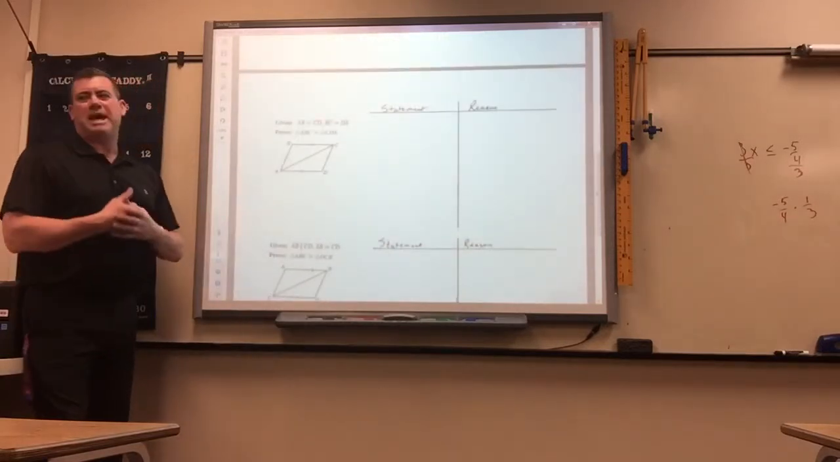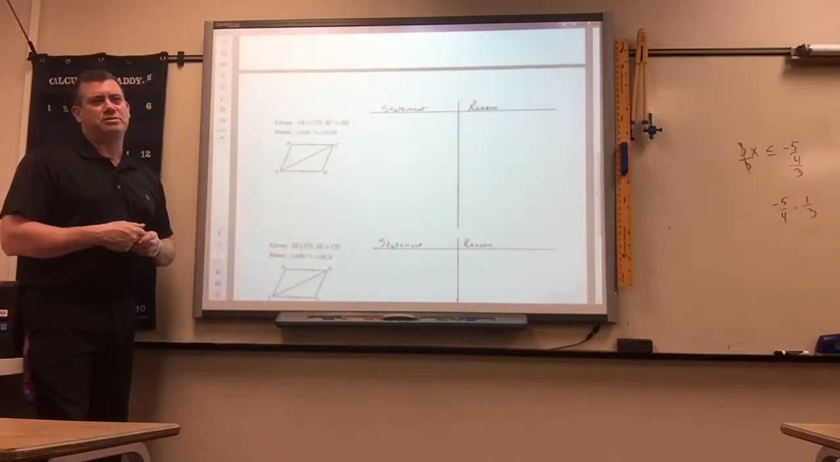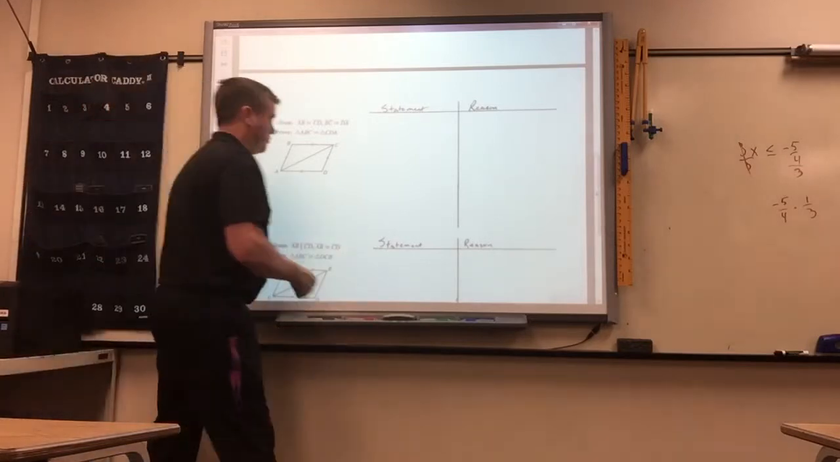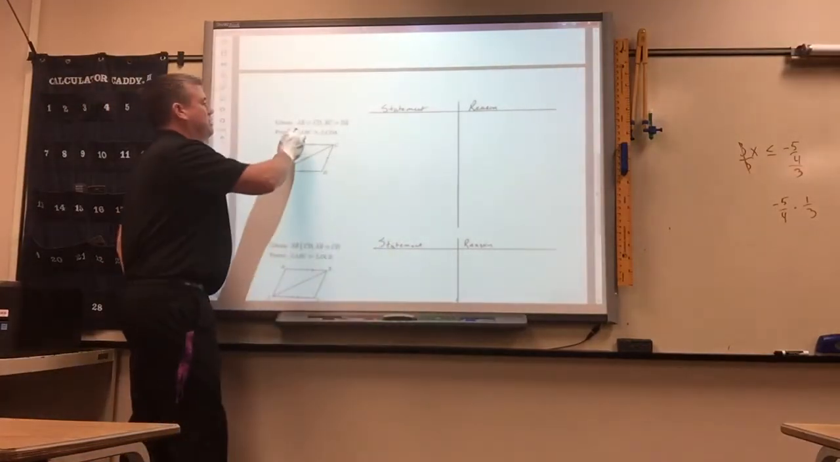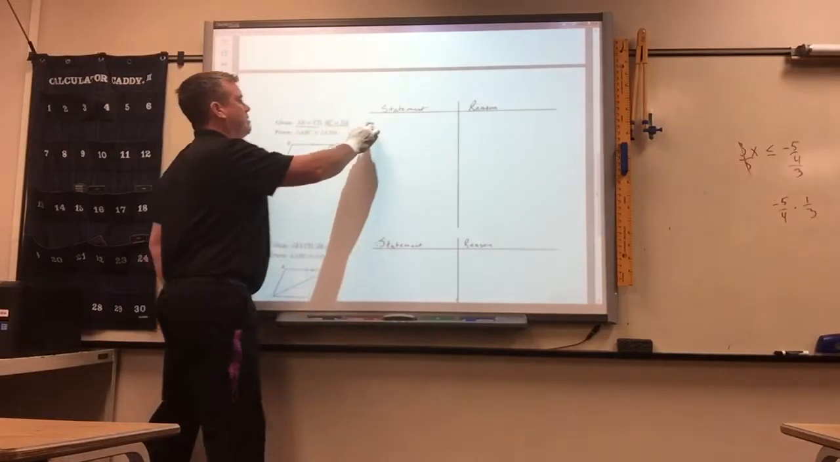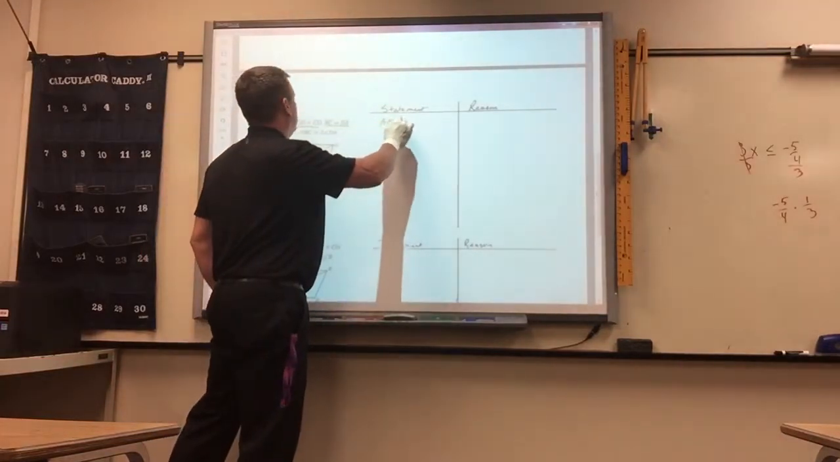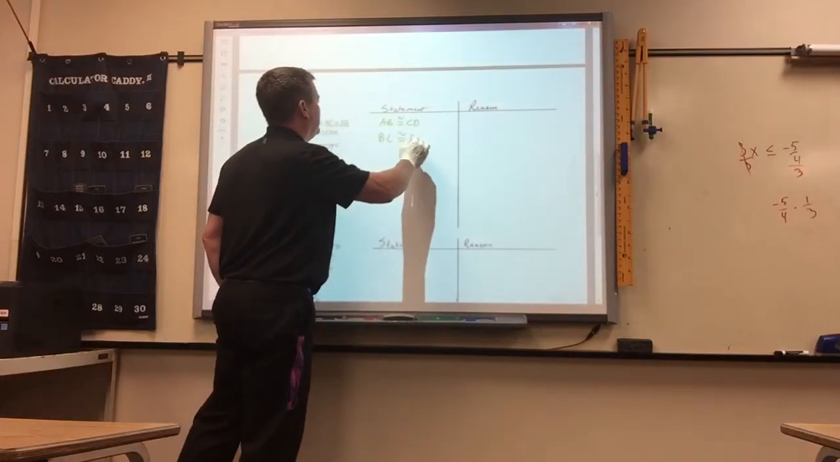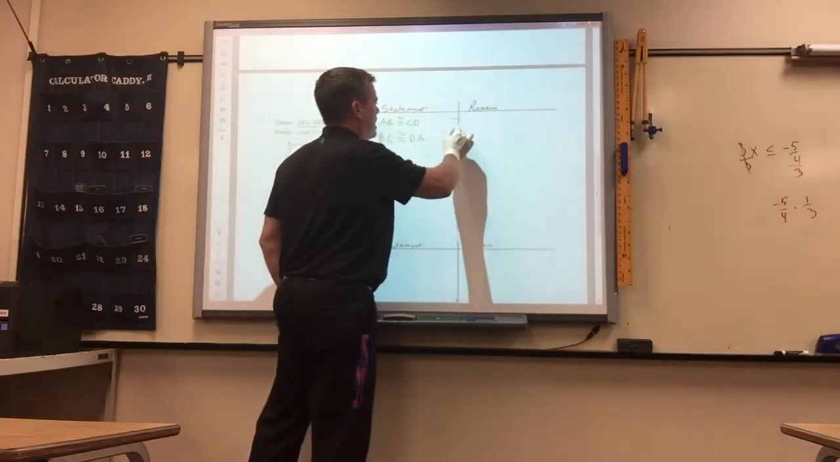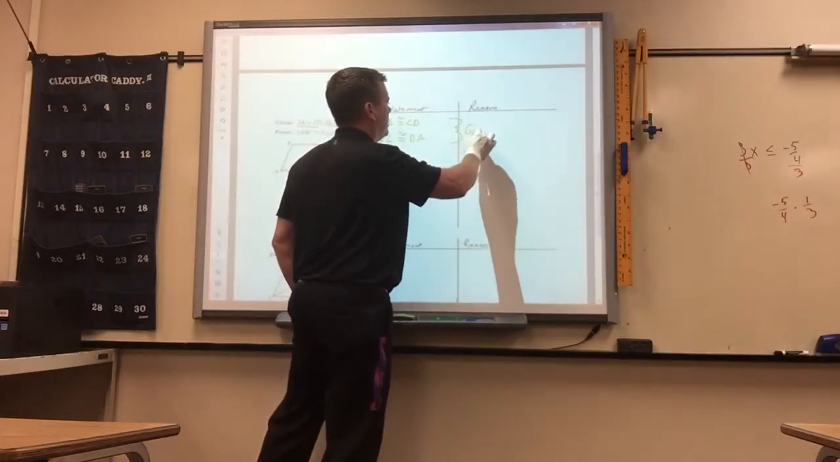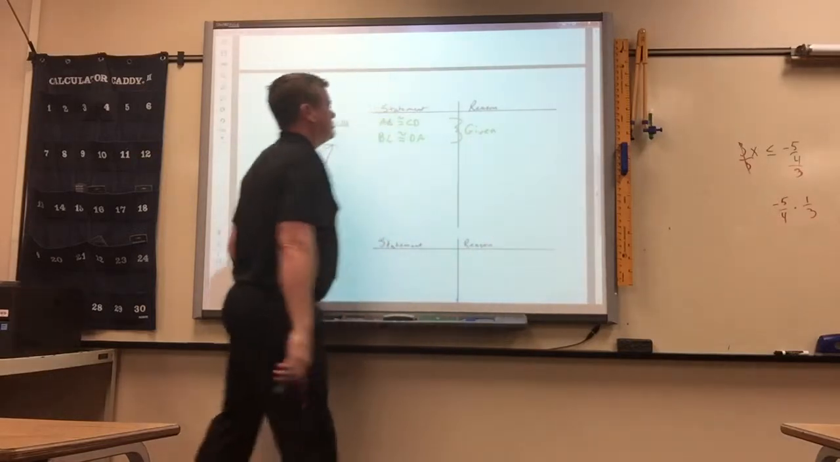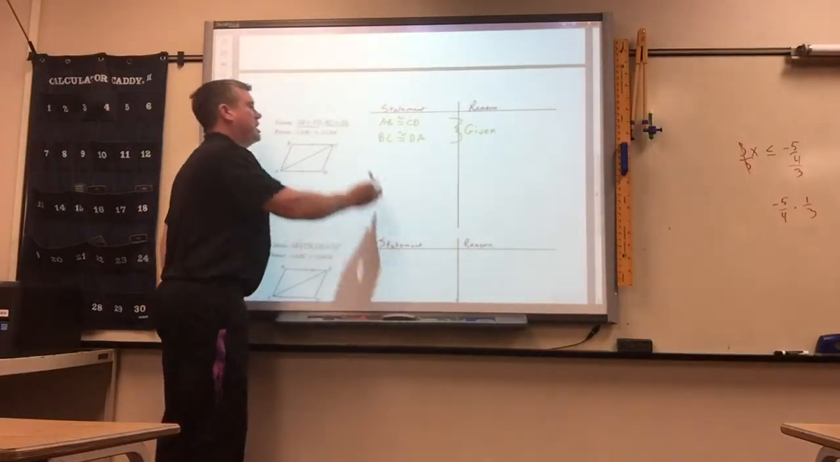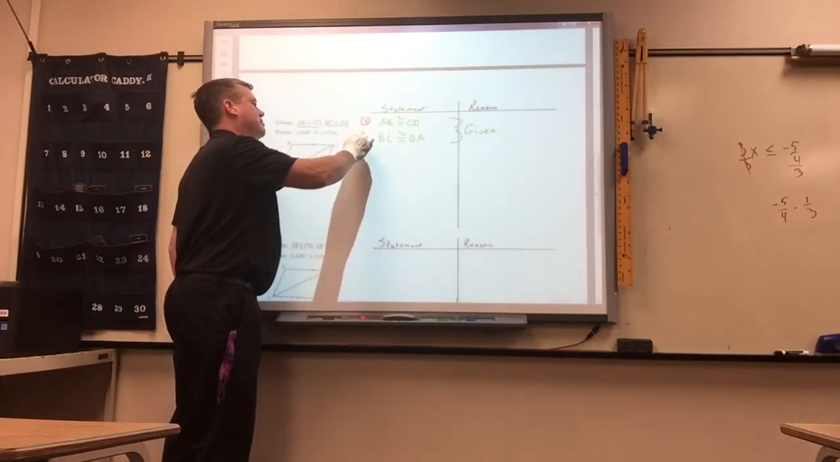Now, this one on the back page is the easiest proof there is. They give us two things. They give us that AB is congruent to CD and BC is congruent to DA. You could write given twice, or you could just put the brackets and write it once, whichever you prefer. But they give us two things right away.